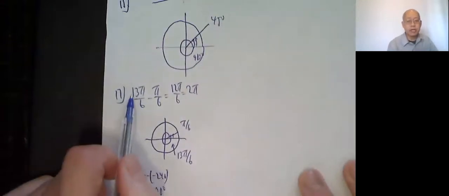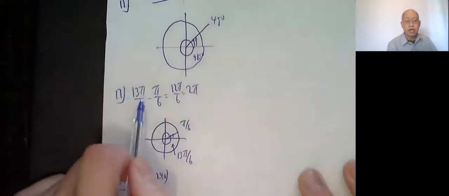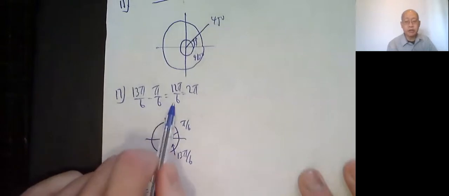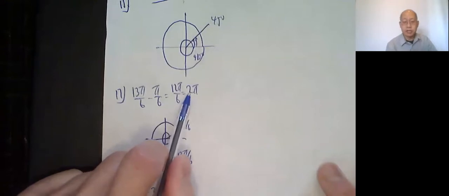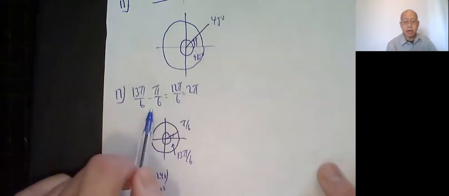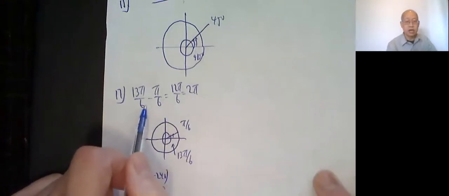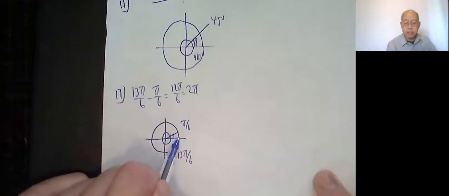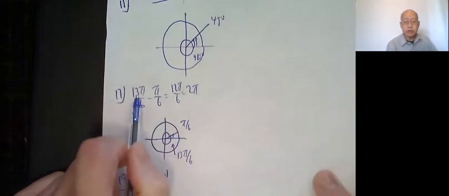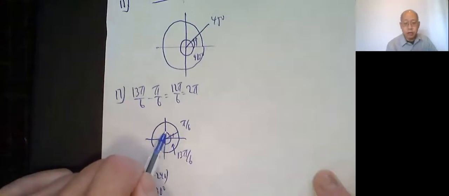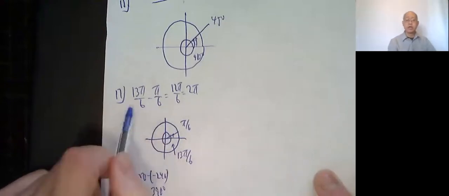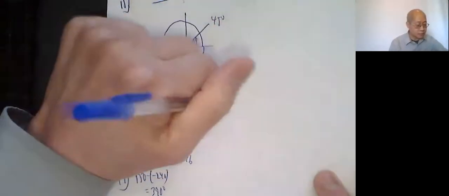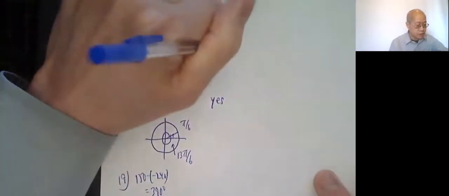17, the angles were 13 pi over 6 and pi over 6. If I subtract, I get 12 pi over 6, which is 2 pi. 2 pi is 1 revolution, 360 degrees. So they are coterminal. The answer is yes for 17 also. Pi over 6 turns out to be 30 degrees. So where's 13 pi over 6? Well, you would go 12 pi over 6, which is 2 pi, and then you go up another pi over 6. So that leaves me at 13 pi over 6. So 17 is again yes. So this is yes, this is yes.